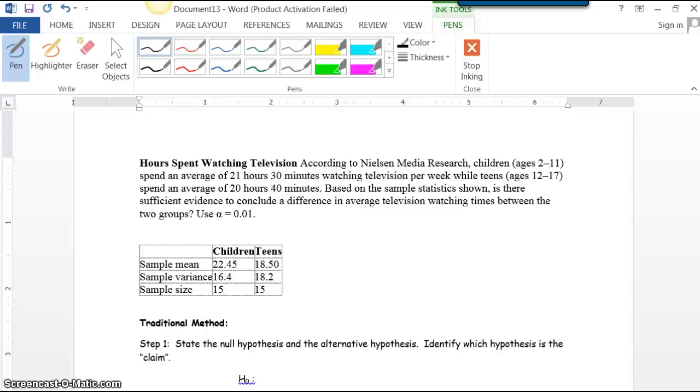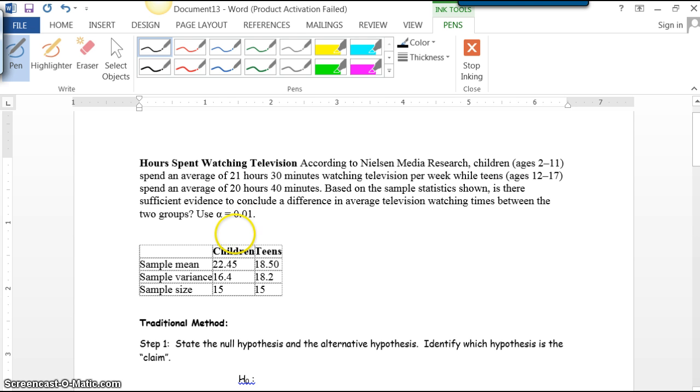We are using the traditional method to do a hypothesis test about the difference between two means. It says, according to Nielsen Media Research, children ages 2 to 11 spend an average of 21 hours and 30 minutes watching TV, and teens 12 to 17 spend an average of 20 hours and 40 minutes watching TV. Based on the sample statistics shown, is there sufficient evidence to conclude there is a difference in the average television watching times between the two groups? And they want you to use an alpha of 0.1.